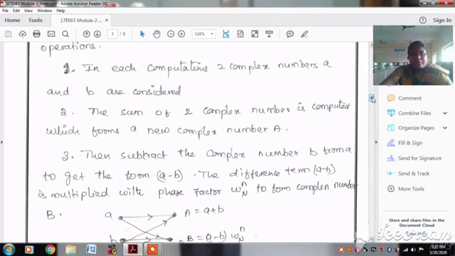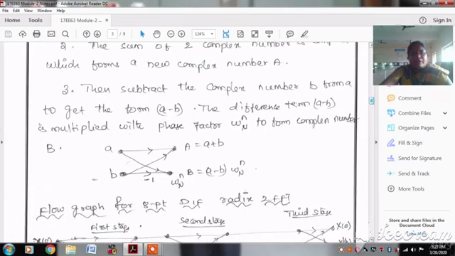Then subtract the complex number B from A to get A minus B. The difference term A minus B is multiplied with the base factor, or twiddle factor, to form a new complex number. Now this is nothing but your basic butterfly diagram of your DIF FFT algorithm, where A and B are both inputs.